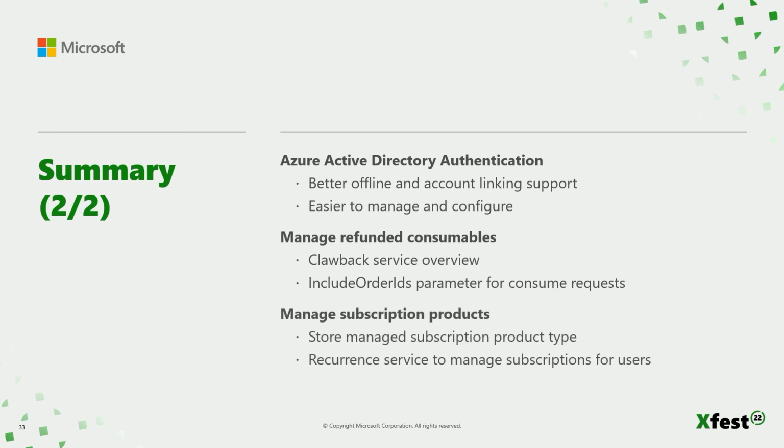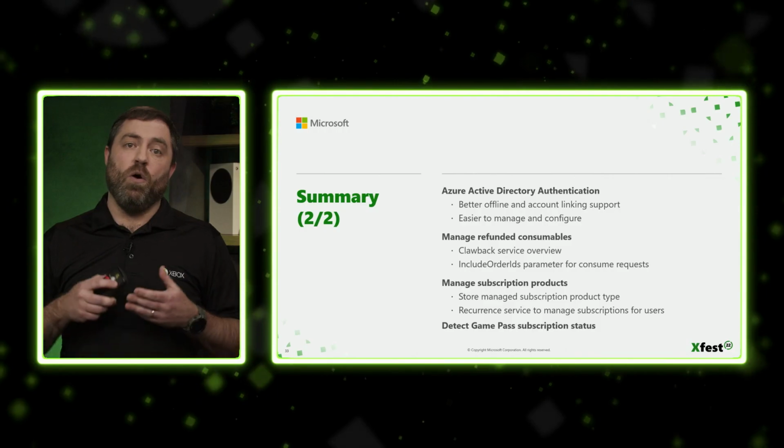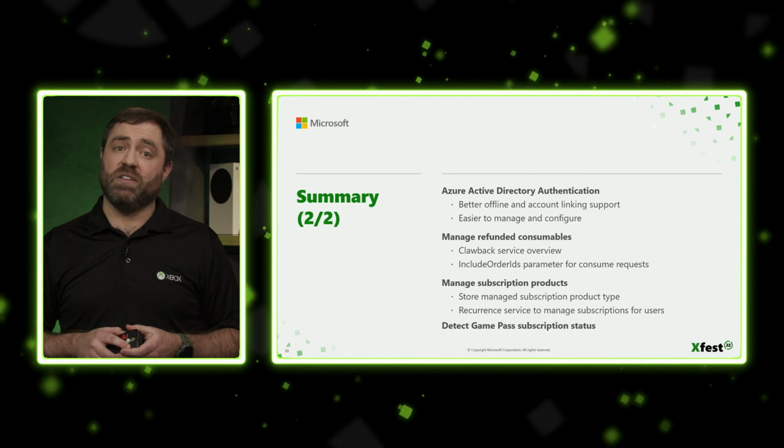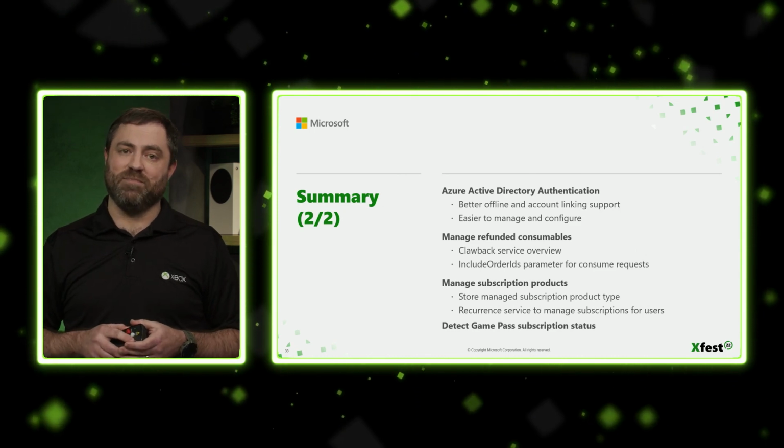Partners wanting to create a subscription product should use the store managed subscription type and can use the recurrent service to manage the subscription on behalf of the user. Finally, you can now check the user's Game Pass subscription status with the Collections version 9 Publisher Query API, once your account has been authorized to have that information.